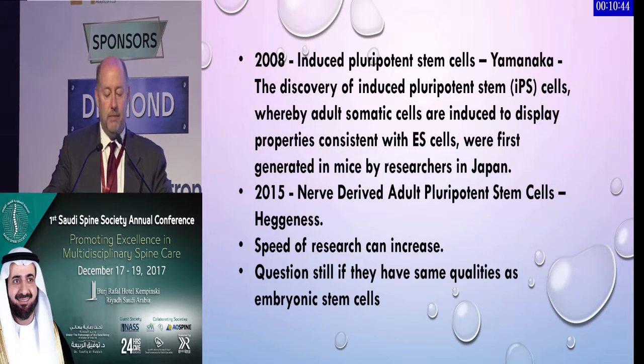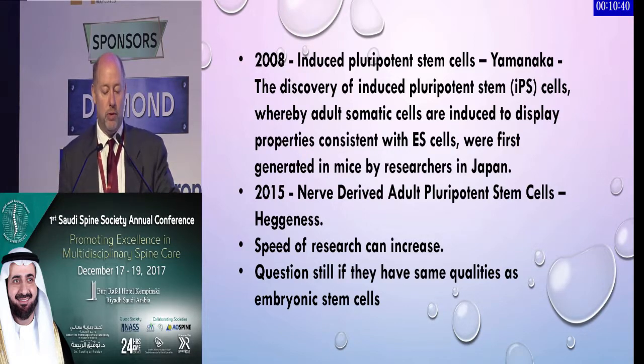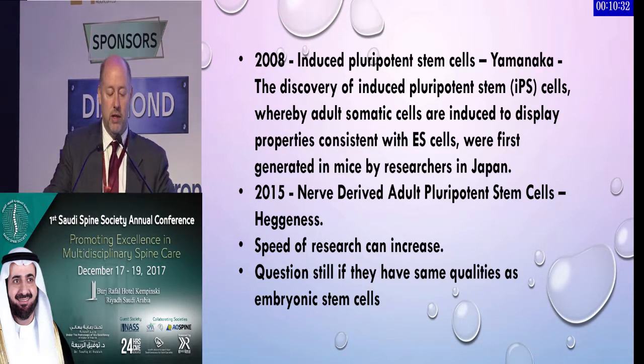In 2008, Yamanaka discovered a way to induce pluripotent stem cells. He got a Nobel Prize for that in Japan. Our own Mike Hagenes, who is a past president of NAS, just recently discovered nerve-derived adult pluripotent stem cells, and he's still working on the research there. But this can help speed the research.